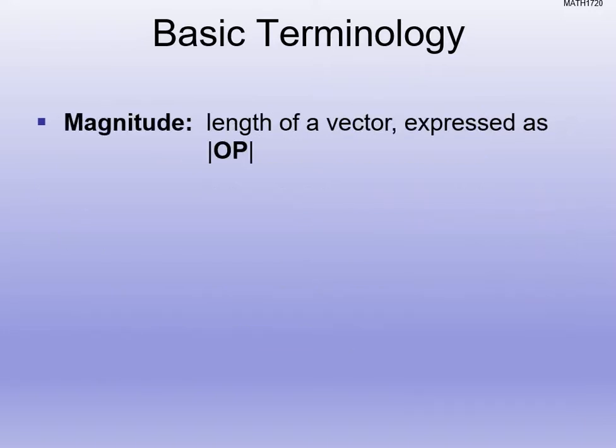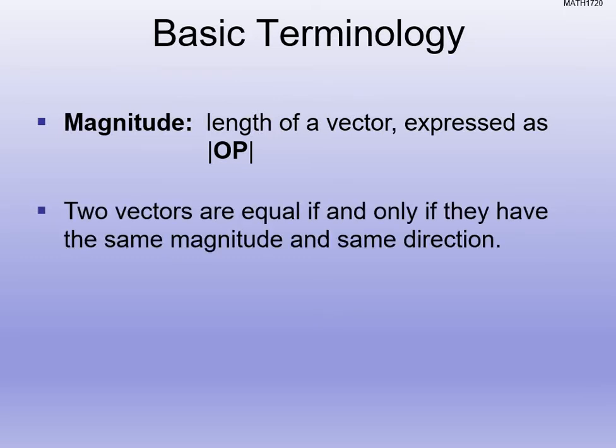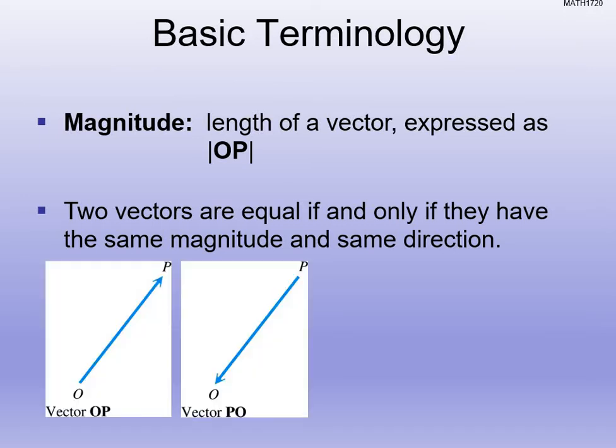Okay. The magnitude, okay, that's the length of the vector. So that's the entire length of it. Two vectors are equal if and only if they have the same magnitude and the same direction. That's the important part. They must have the same magnitude and the same direction. They have to be going the same exact way.